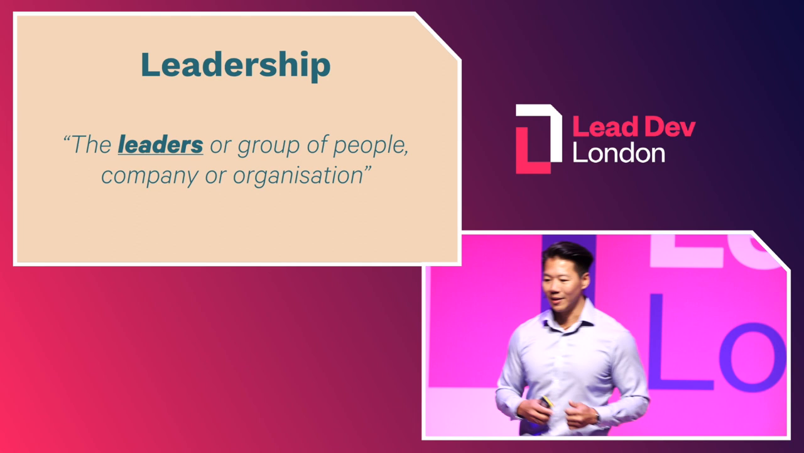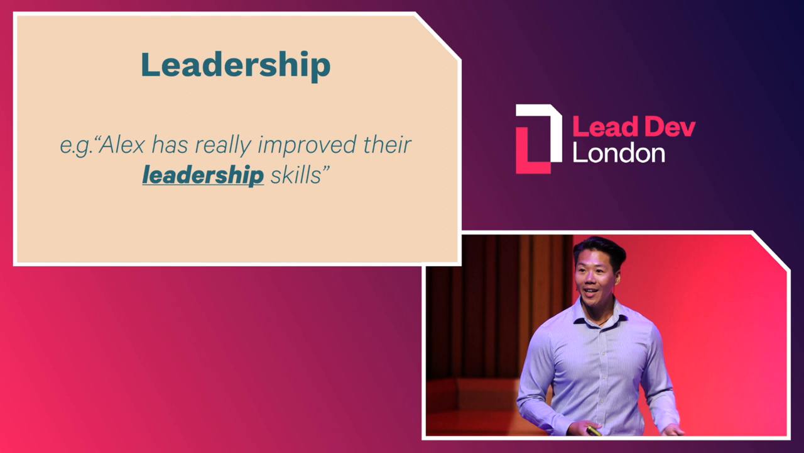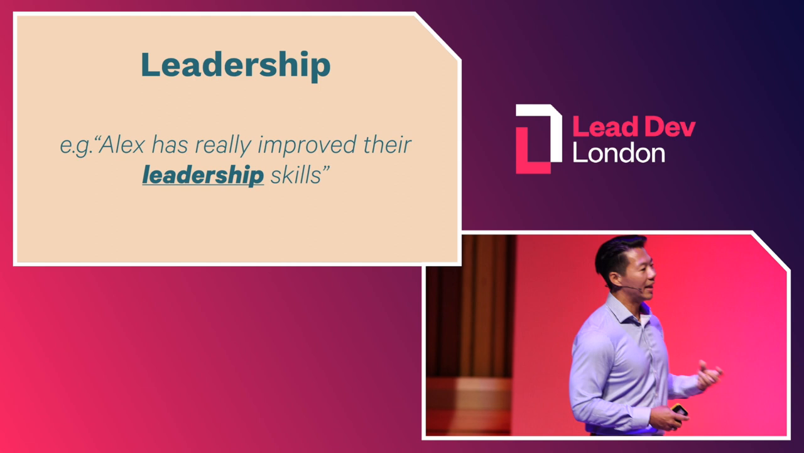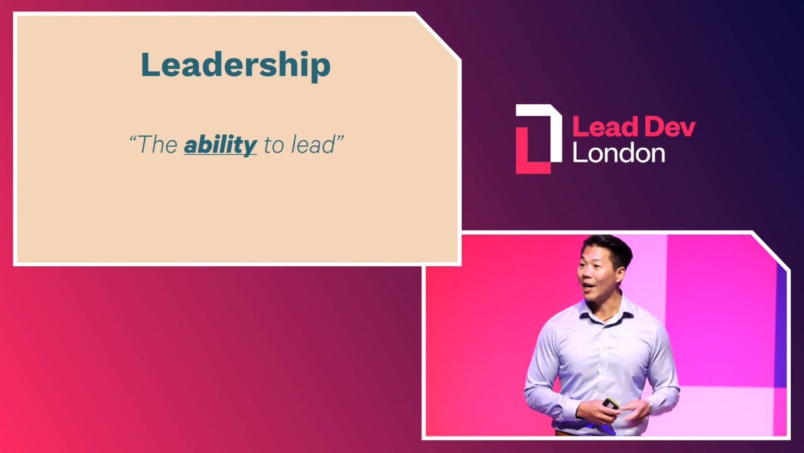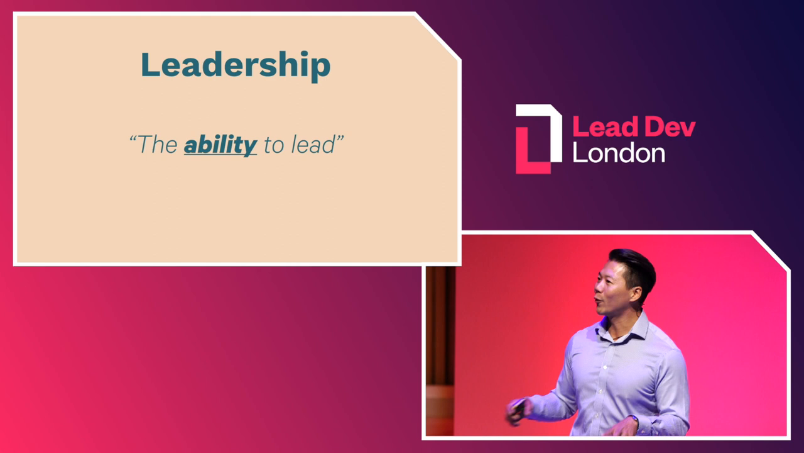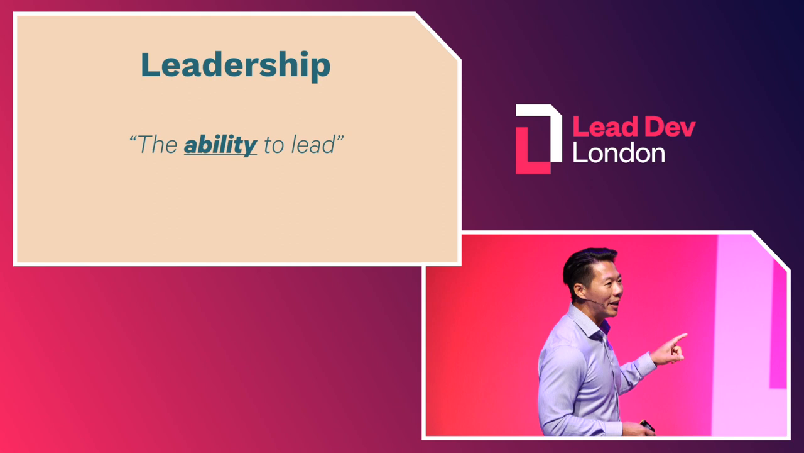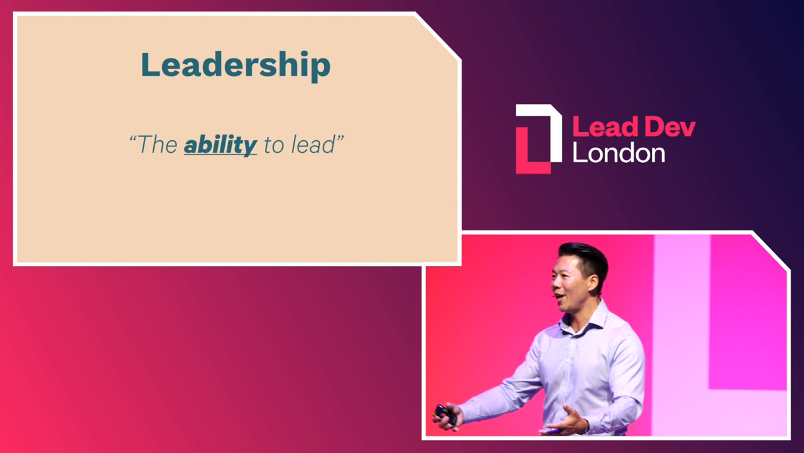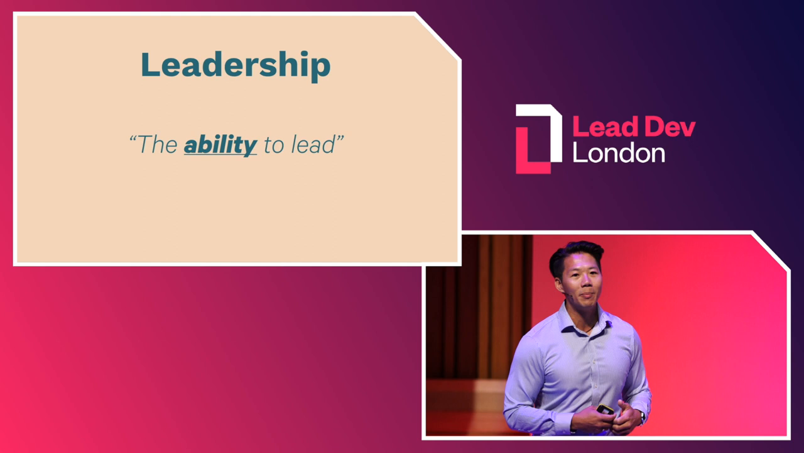What about this example? Alex has really improved their leadership skills. Perhaps we can see how people have actually gained a skill in this. And this is indeed the ability to lead. And I like this definition a lot better. An ability is a trait. If you follow the work of Carol Dweck and her work on mindset, with a growth mindset, an ability is a trait that you can actually grow. It's a trait that you can find training on, read about, practice, something that you can develop, and something you can also teach and pass on to others.